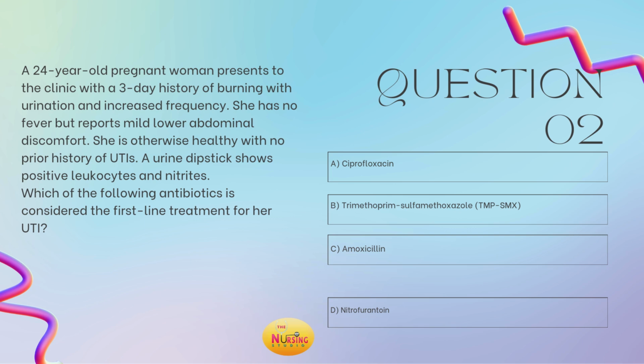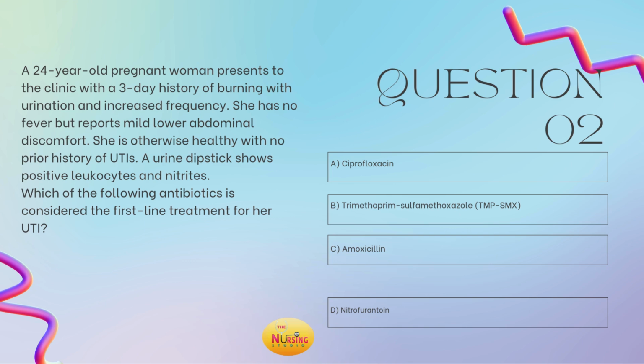Okay, so then we want to walk our way through this. For a standard UTI, a 3-day history of it, we're not going with Cipro. Cipro is one of the big guns. We don't need that for this. So we're down to either C or D.